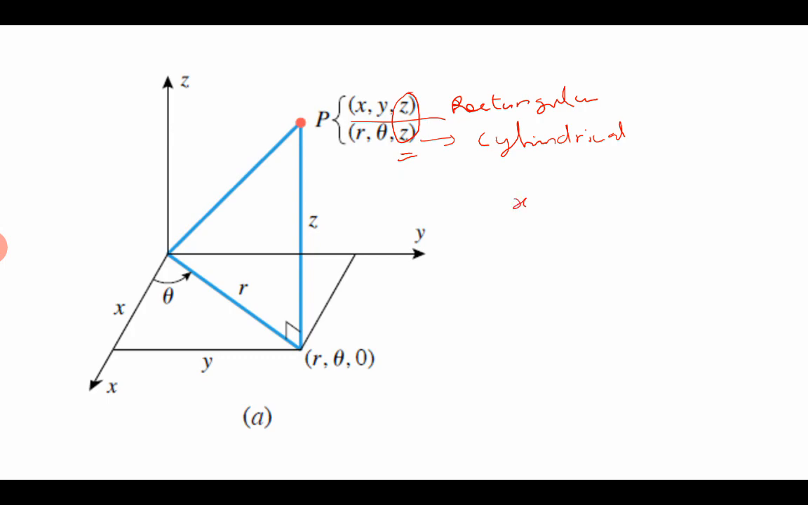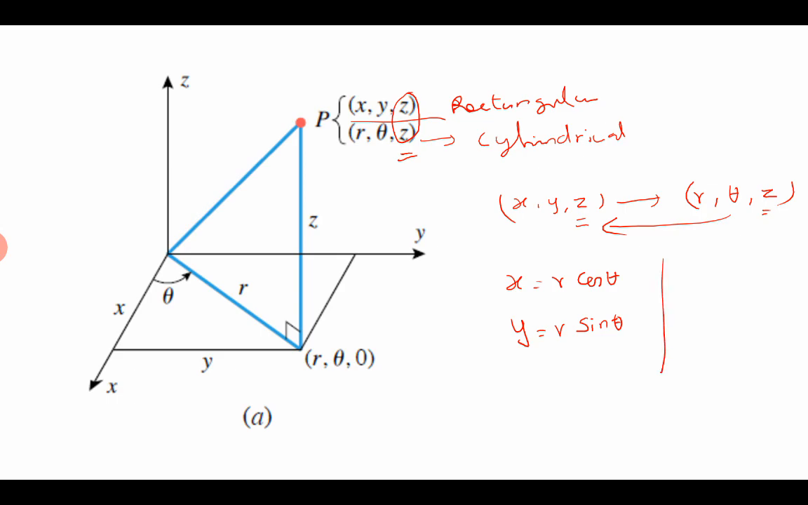So here we are converting from x, y, z to r, theta, z. We know in the polar coordinate system x is equal to r cosine theta, y is equal to r sine theta, and we understand that there is no change in z. z remains the same for both coordinate systems. And when you find x squared plus y squared and take the square root, you will get r, and theta is tan inverse of y over x.